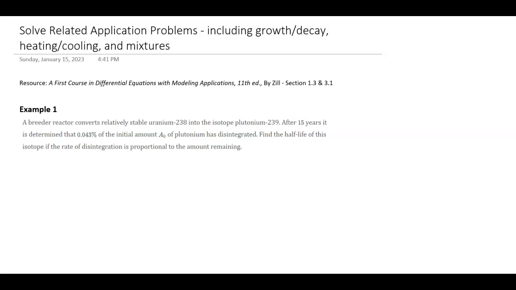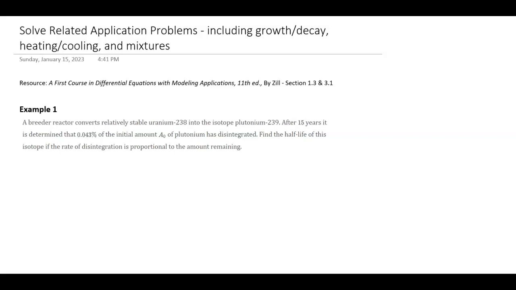This video is going to go over application problems for first order differential equations. We're going to do growth and decay, heating and cooling, and then a mixtures problem. So, 3 examples. The first is a very common reaction-based decay problem, where we're talking about chemical reactions here.